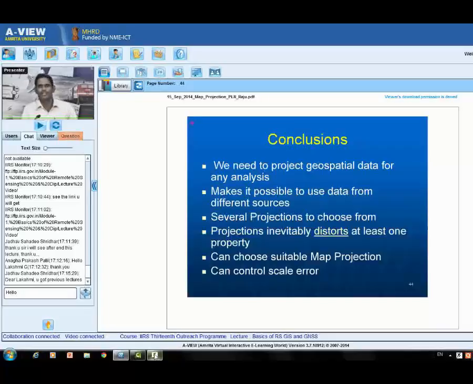So the conclusion is, we need to project geospatial data for any analysis, basically when you want to calculate areas, distances, etc. I can also ask you a question. When you map GIS maps, you keep latitude and longitude, and finally when you get an output, it is also shown in degrees and minutes, and then people get confused.